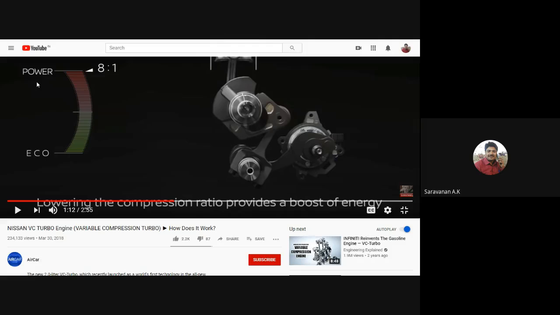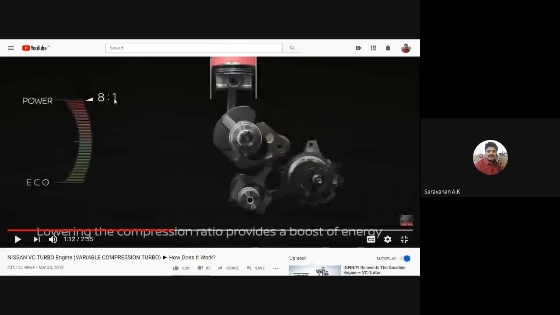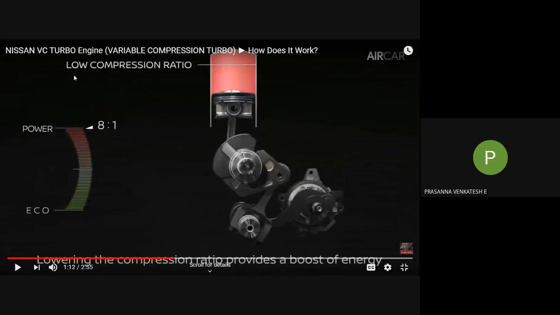Right. So if it is in power mode condition, the compression ratio gets reduced. You can see here, the screen is visible, right? So here you can see the low compression ratio gives the maximum power.